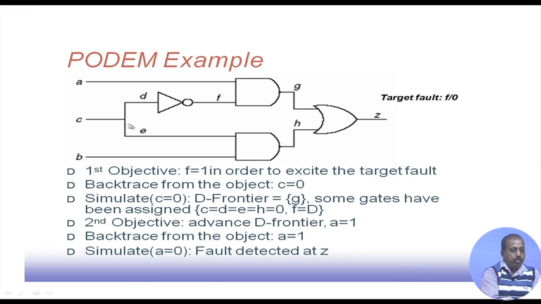So we simulate c equal to 0, so that will give the D frontier equal to g, because now this line is at D. So the D frontier is this g, and some gates have been assigned. Since this is g, the c, d, e and h are all set to 0, and f has been set to D. Now another objective is to advance the D frontier. For advancing this D frontier, I have to set a equal to 1, and we backtrace from the objective a equal to 1. So we simulate a equal to 1, and that way the fault is detected at line z.